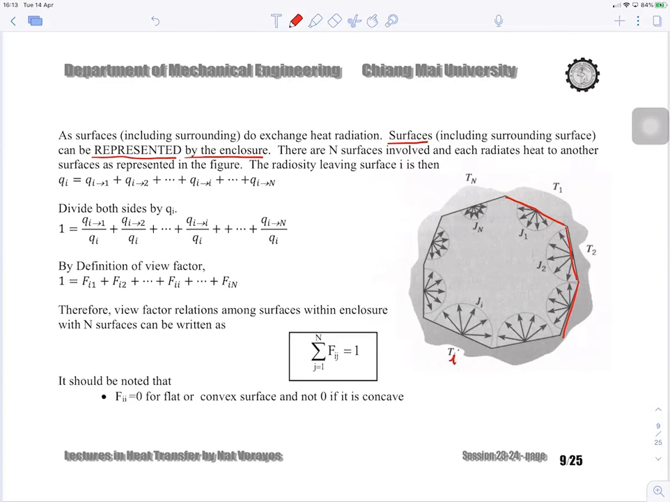Let's say that you have n surfaces. So you know the temperature T1 of surface 1, T2 of surface 2, and you know the temperature Ti of surface i, and the temperature of surface N.